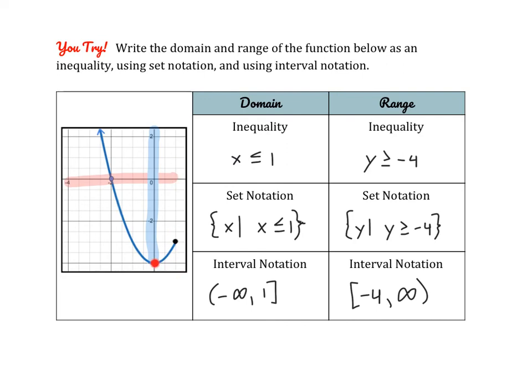For the range, you can see that it's everything greater than or equal to negative 4. Then we have our set notation. And again, lower boundary is negative 4. It is included. And since our graph is going up forever, positive infinity is our upper boundary.